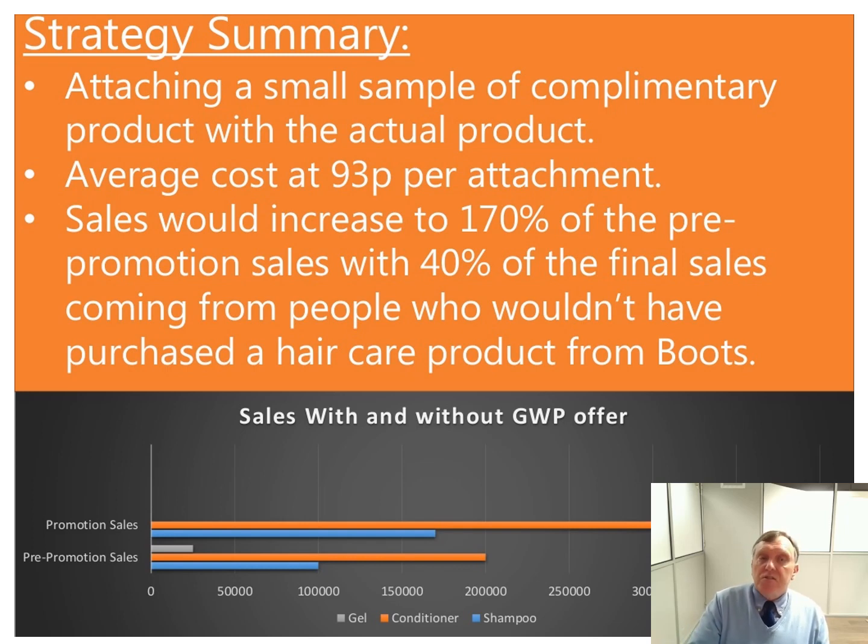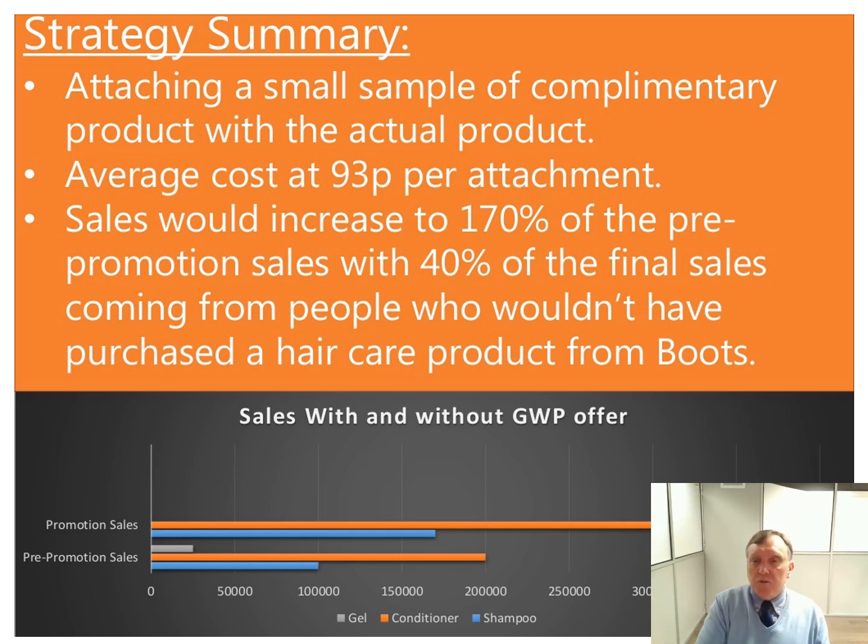The advantage is that this can go to all 3 products. So it's the same additional product you're selling across the board. So the average cost is 93 pence, so 0.93 of a pound per attachment, the actual cost of adding that to the item that they're buying.